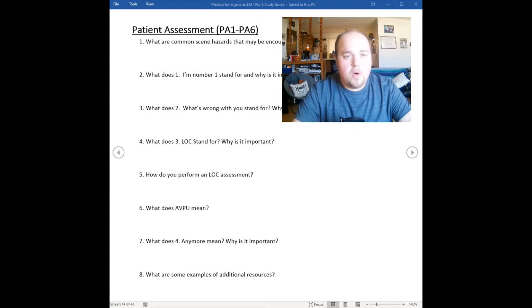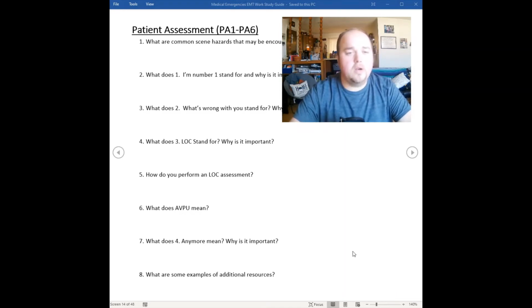Any more means we need to decide, do we need any more resources or do we have any more patients? This is important because we need to decide, do we need to call the hazmat team? Do we need to call the fire department? Do we have four or five patients that get out of our immediacy of taking care of these patients, and we need to call in extra units to transport these individuals?